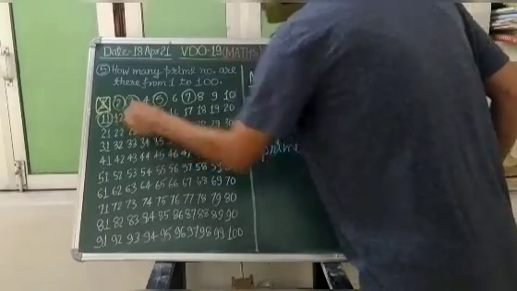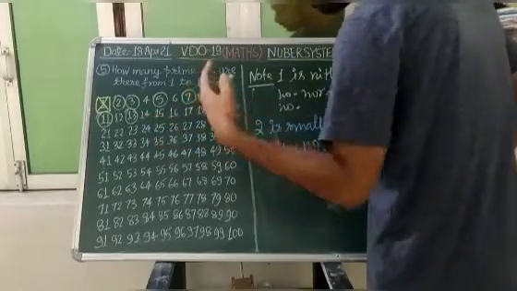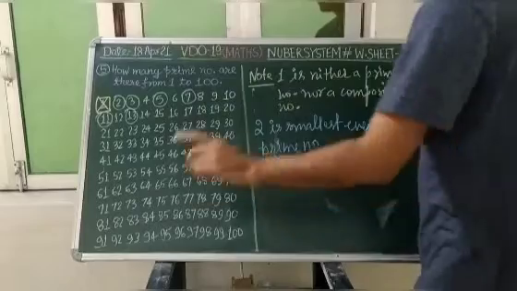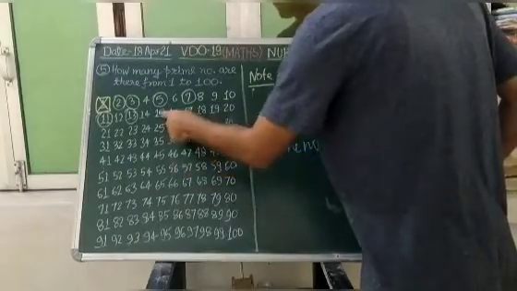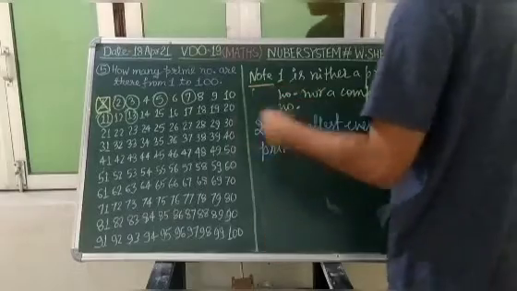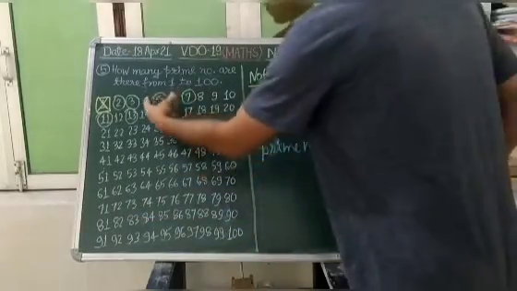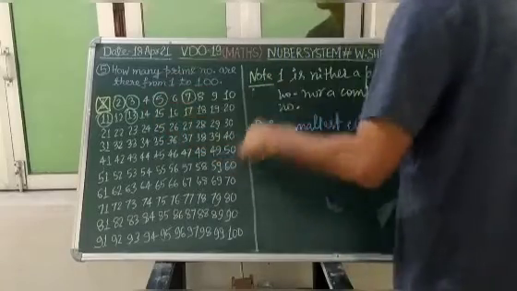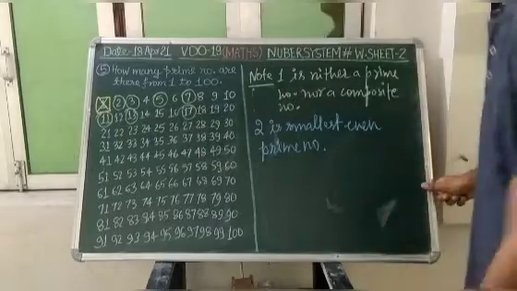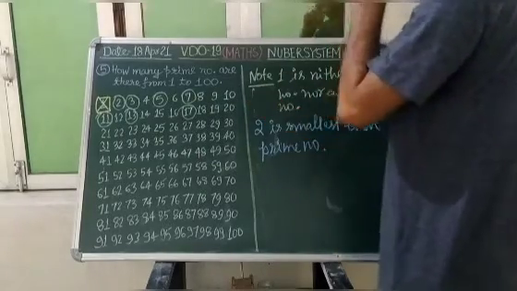13 will be only divisible by 1 and itself. 14, along with 1 and itself, 2 will divide this, so it is not a prime number. 15, when you look, along with 1 and 15, 3 will divide it, 5 will divide it, so it will not be your prime number. 16, along with 1 and itself, 4 will divide it, 2 will divide it, not a prime number. 17 is the number which will be only divisible by 1 and itself, that's why it will be the prime number.